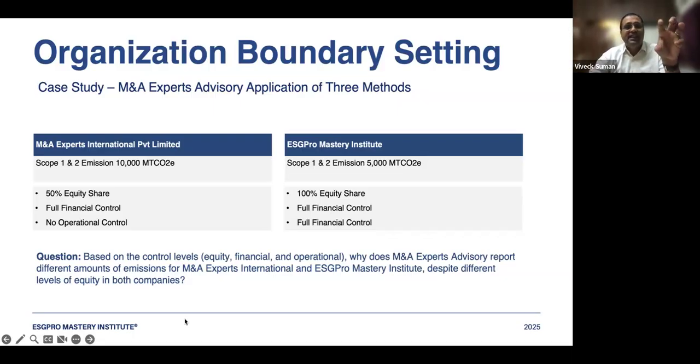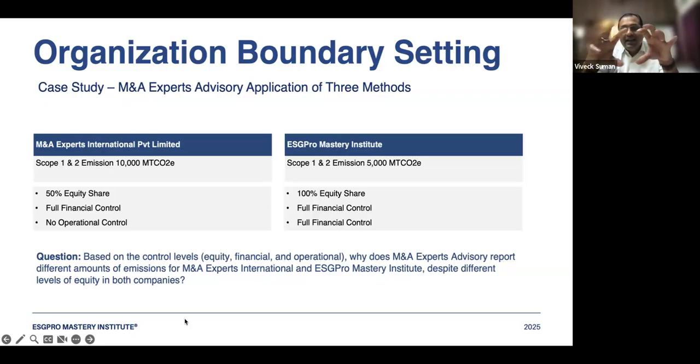There are two different entities under a group company called M&A Experts Advisory. M&A Experts Advisory has two companies. One is the international one, where by equity I own 50%. But in ESGPro Master Institute, I own 100% by equity. Again, by equity, M&A Experts Advisory owns 50% of M&A Experts International and 100% of the equity share of ESGPro Master Institute.